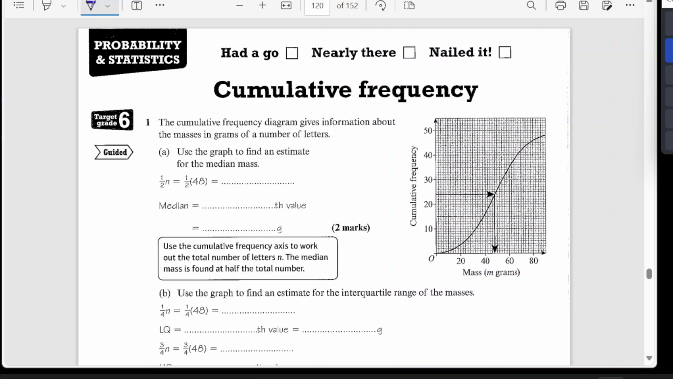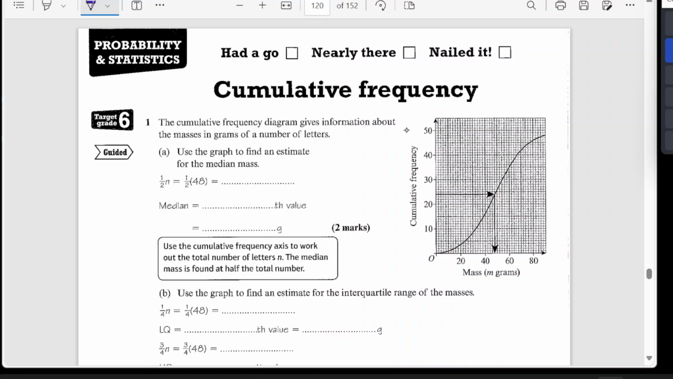Today we're looking at the higher tier revision workbook from Edexcel, and I'm going to be looking at topic 118, which is their cumulative frequency section. So we'll start off. Question 1. The cumulative frequency diagram gives information about the mass in grams of a number of letters. Use the graph to find an estimate for the median mass.